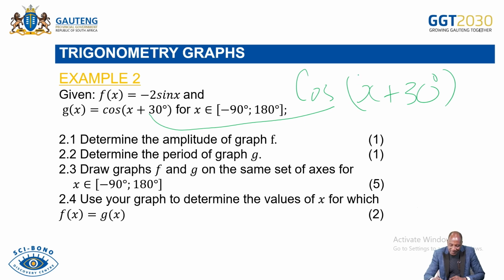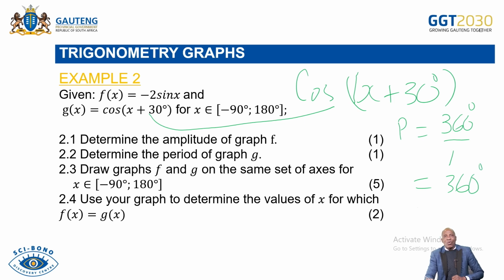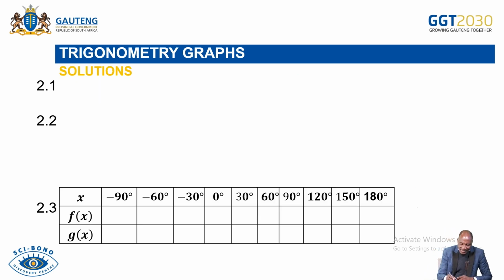When you look at the coefficient of x here, it's a 1. Since the coefficient of x is a 1, it means the period is not affected. Our period is still going to be 360 degrees divided by our k. Our k is 1, which will give us the same 360 degrees. That's our period. So what are we then saying? We are saying our amplitude is equal to 2. 1 mark for that.